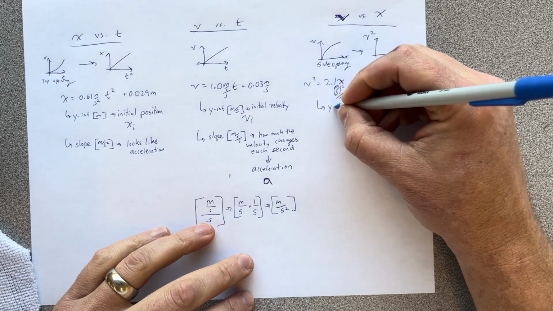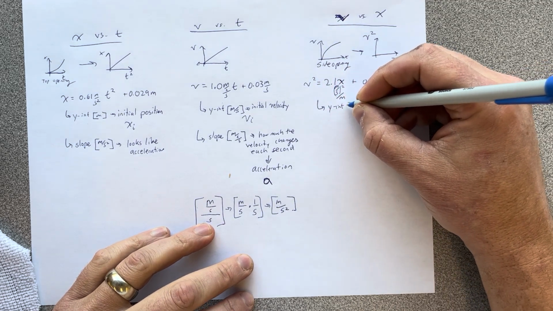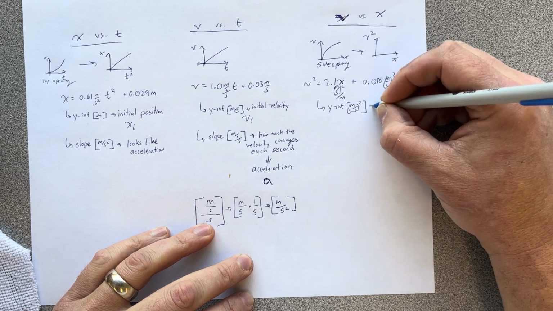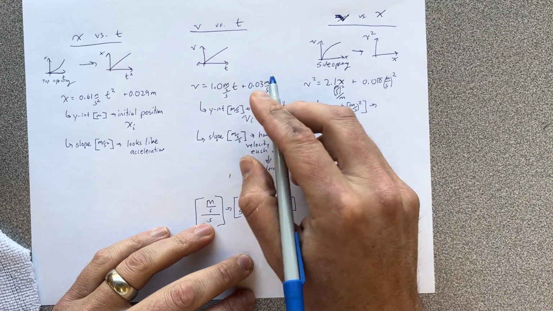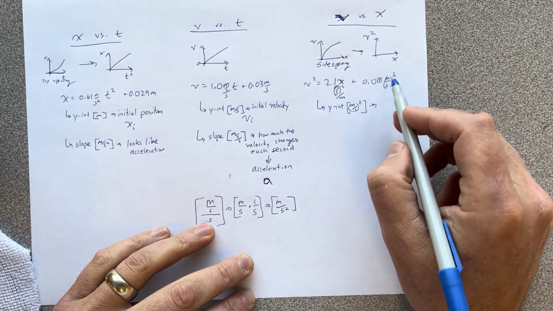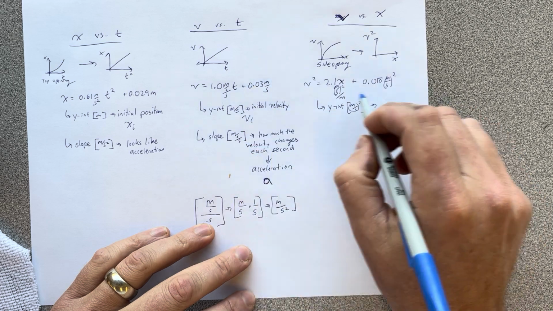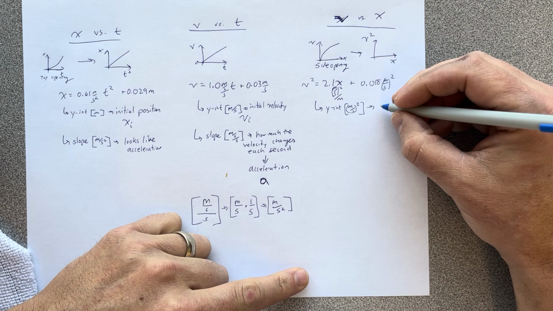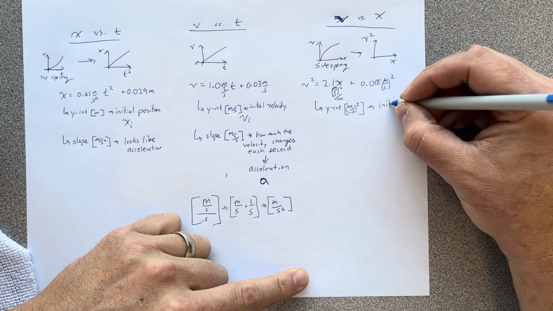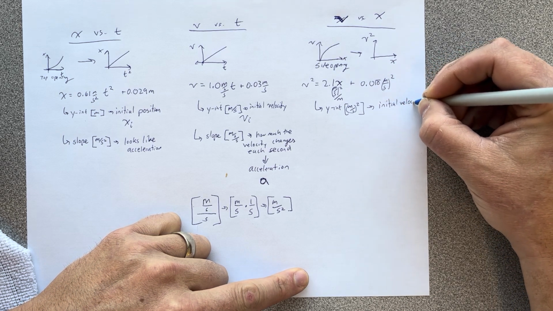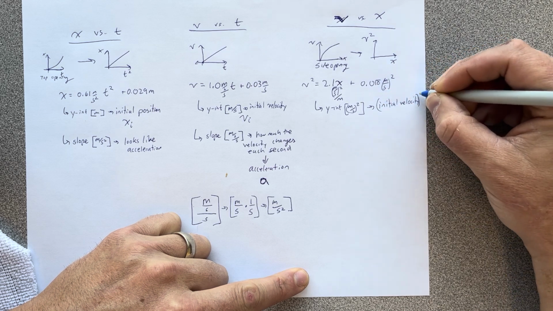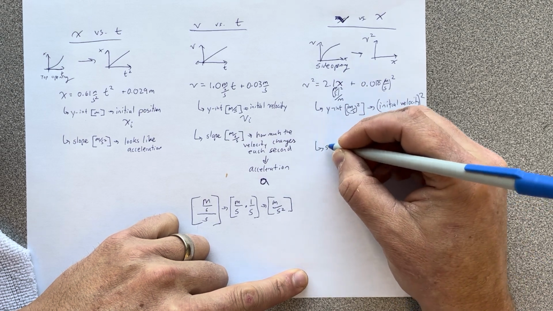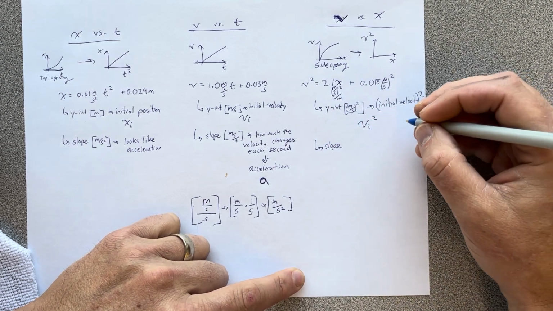This one here, the y-intercept, is meters per second squared, which is simply the initial velocity squared. If you square that, you should get something close to this, but yeah, it's not quite, right? 0.03 squared, I don't know what that gives. So this should be the initial velocity, but squared. So v initial squared.